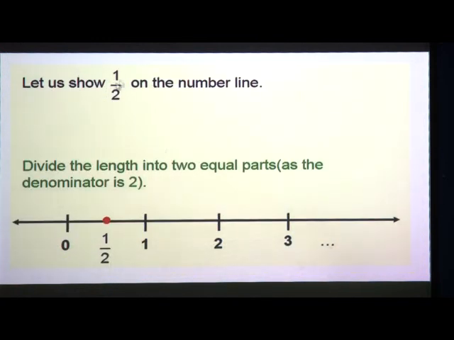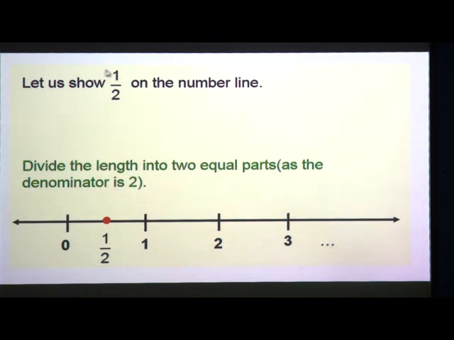Let us show 1 by 2 on the number line. Now, you can see after 0 we have 1, then 2, 3, 4 and so on continuously. Now, we have to divide the length into 2 equal parts as the denominator is 2.